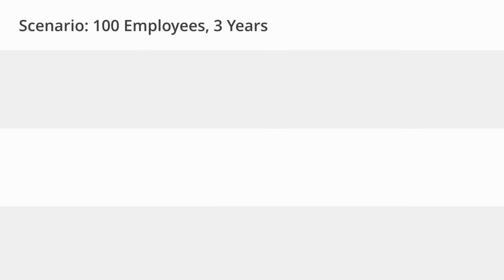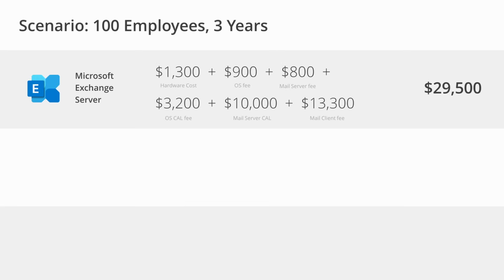So let's go ahead and take a look at an example scenario to wrap our heads around this. In this example, we're going to be looking at a company that has 100 employees, and we're looking at a time frame of about 3 years. Now, if you were to go with what is considered the most traditional or common on-premise mail solution, you're going to be looking at almost $30,000 for that 3-year time frame, around $10,000 a year to do that self-hosted mail solution, at least in that traditional sense.